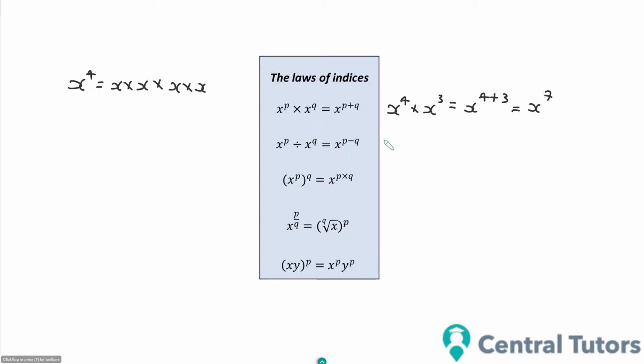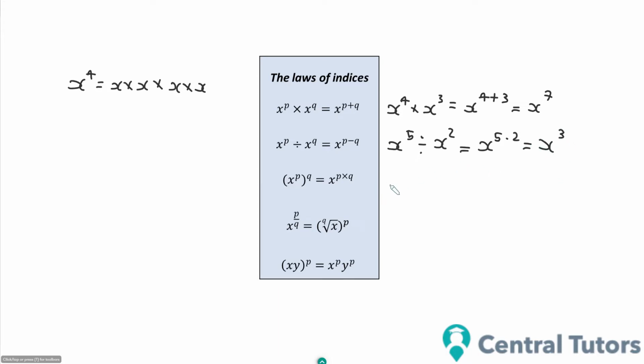This next rule is essentially the opposite of that, because division is the opposite of multiplication. When you divide two of the same terms, you need to take away the indices. So say x to the power of 5 divided by x squared is going to be x to the 5 minus 2, which is just x to the power of 3.